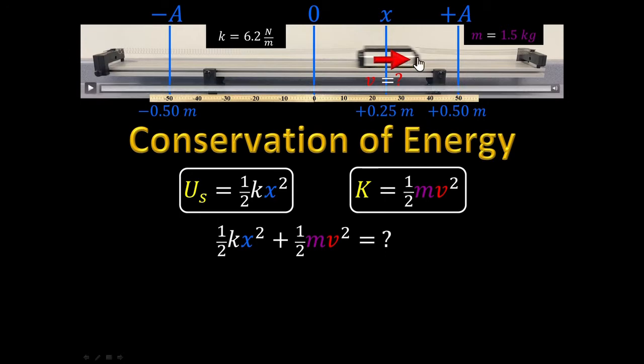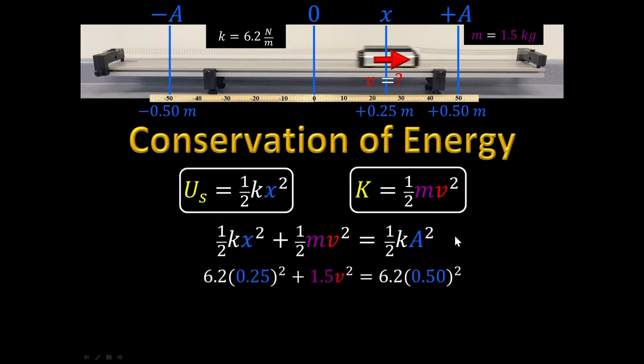Well, by the time that cart gets all the way back to its amplitude, it's going to have no kinetic energy. That term is going to be 0. But all of the energy will be in the spring. So it's 1/2 kx squared, but our x position is all the way out at its amplitude. Okay, so when the cart gets to its full amplitude, it has no kinetic energy. All the energy is in the spring. Okay, that's our equation. So there's a 1/2 in every term, and I can cancel the 1/2 out.